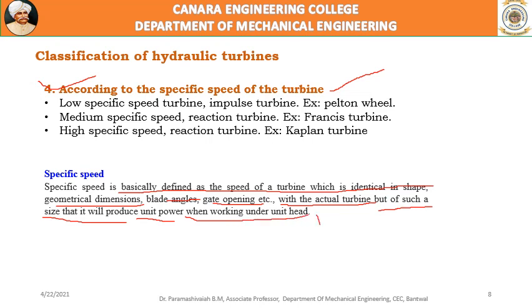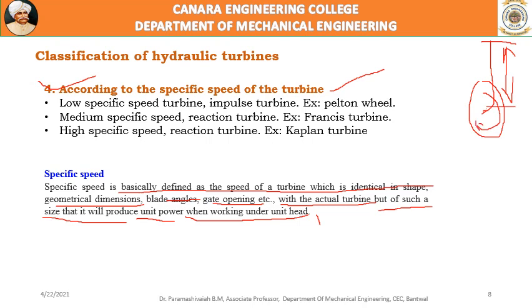The meaning here is, so there is a turbine. When it is working under a unit head, meaning the water available is at a height of 1 meter, it generates 1 unit of power. So it develops 1 kilowatt of power. Working under a head of 1 meter, it develops a power of 1 kilowatt. Then for that, what is the speed at which it should rotate?